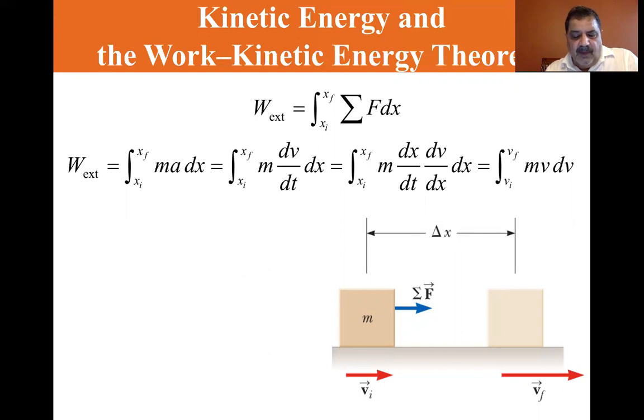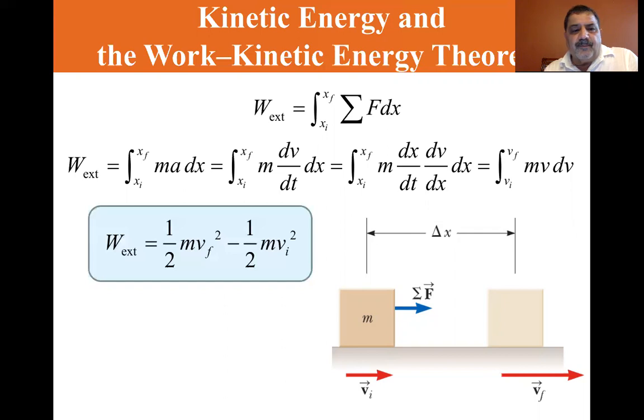That's v final. The equation is a general result of the work done by a net force on a particle of mass m. It's 1/2 mv final squared minus 1/2 mv initial squared. Okay, the kinetic energy represents the energy associated with motion of a particle. Kinetic energy is a scalar, and it has the same units as work.